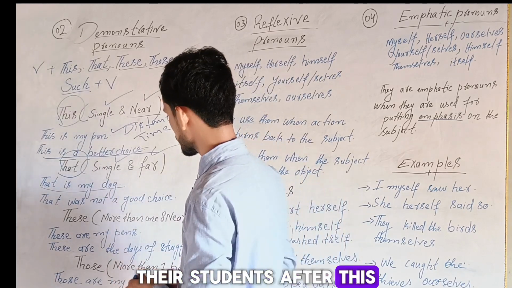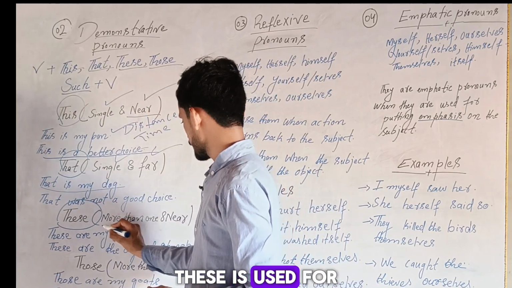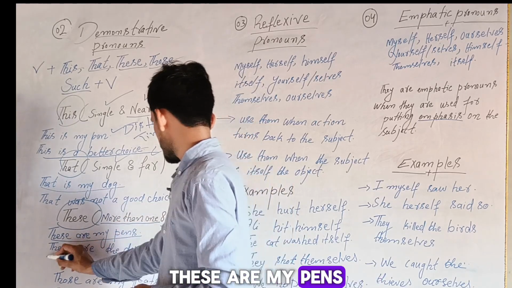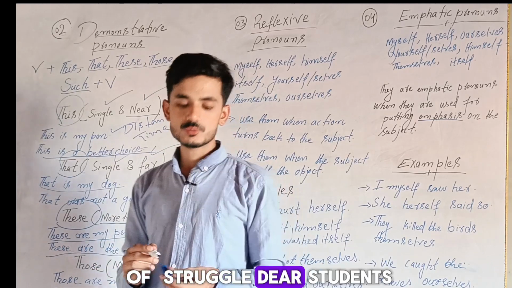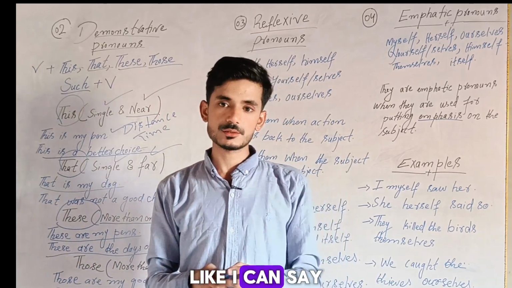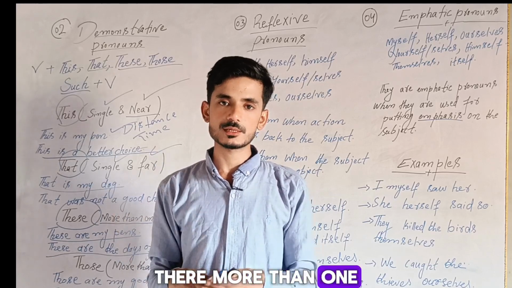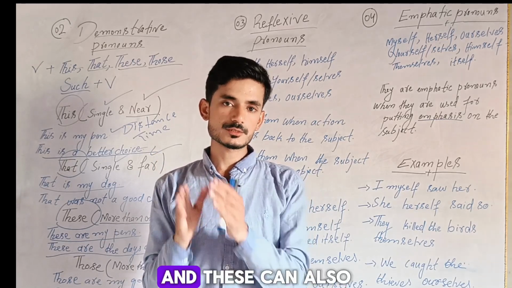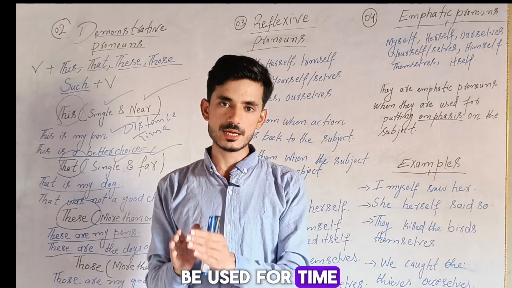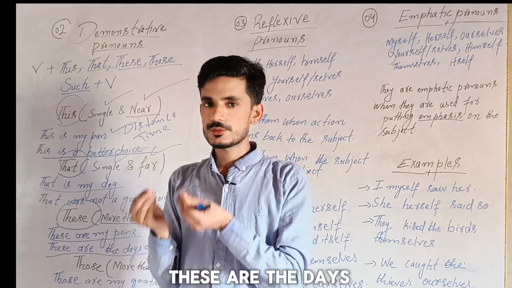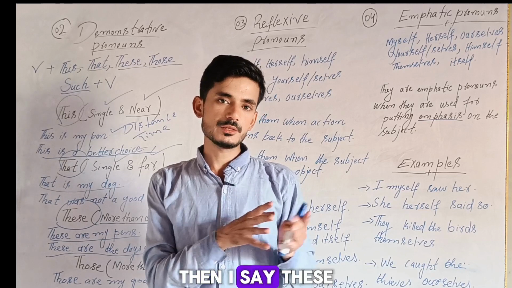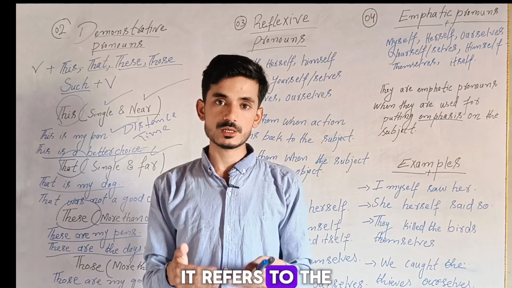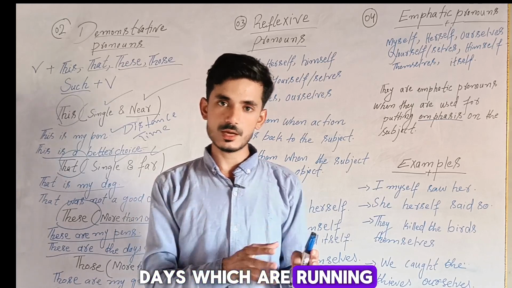Dear students, after this and that, we have these. These is used for more than one and near. These are my pens. These are the days of struggle. When we say these are my pens, there are 2, there are more than one, I can say these are my pens. They are near and more than one. And these can also be used for time, like I can say these are the days of struggle. When I say these are the days of struggle, I mean the days which are running now. It refers to the current days which are running now.